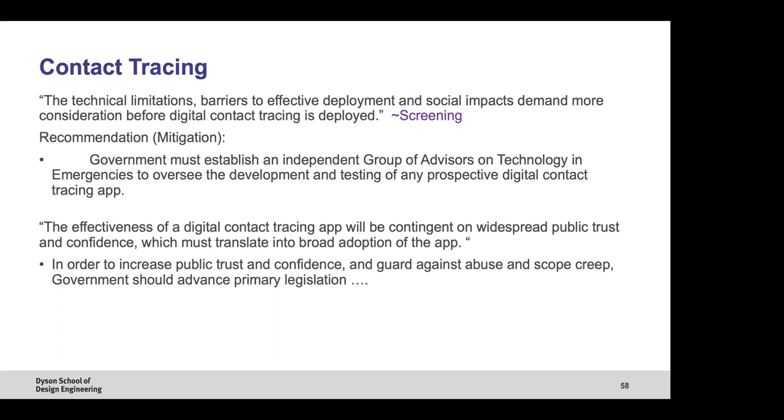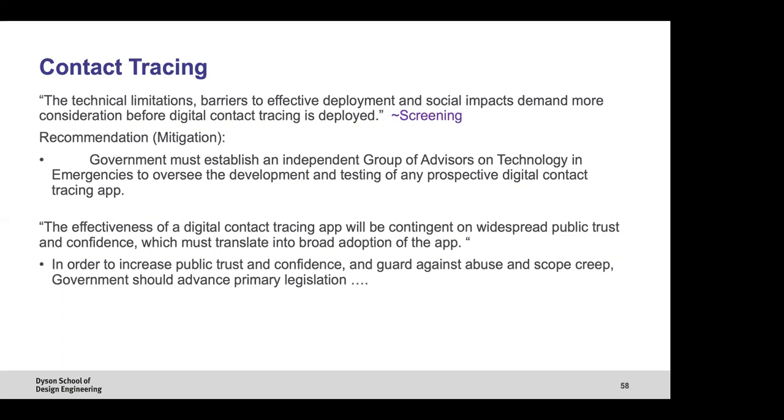Government must establish a group of advisors on technology in emergencies that will oversee the development of these technologies. And the effectiveness of a digital contact tracing app will be contingent on widespread public trust and confidence, which must translate into broad adoption of the app.